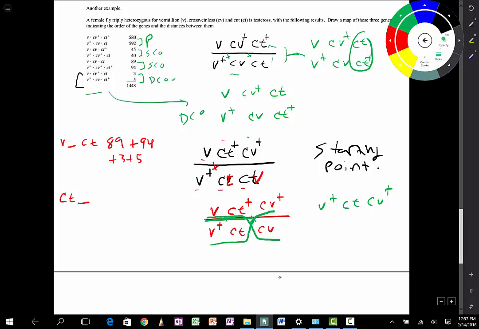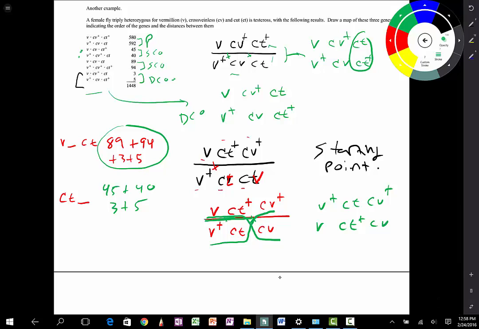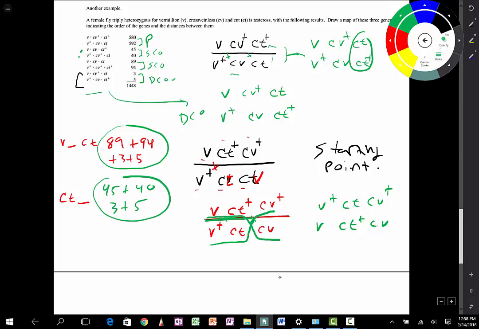Now that kind of looks a little bit better for how we draw these things. Now we've got V CT plus CV. So CT plus by itself is the easiest one to look for. That's this one, CT plus by itself, and then the other two guys together, 45 and 40. Now once you know that these numbers go together, the only two numbers you have left are 45 and 40, so you know those go together. And then we just add these things up.